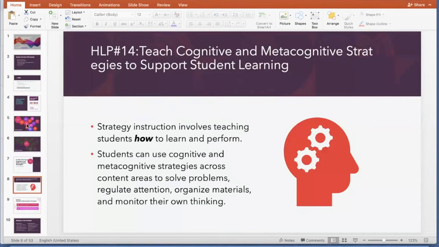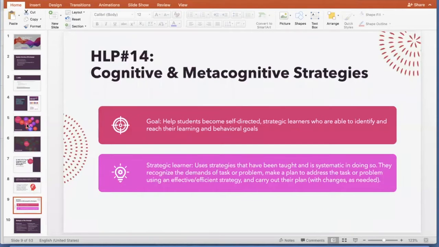Okay, so strategy instruction involves teaching students how to learn and perform. Students can use cognitive and metacognitive strategies to solve problems, regulate their attention, organize their materials, monitor their own thinking and their own work. And they're, again, broadly applicable. Our goal with strategy instruction is to help students become self-directed, strategic learners who are able to identify and reach their learning and behavioral goals.